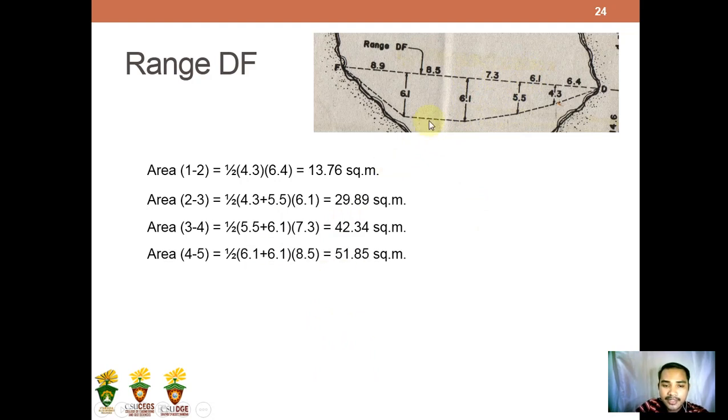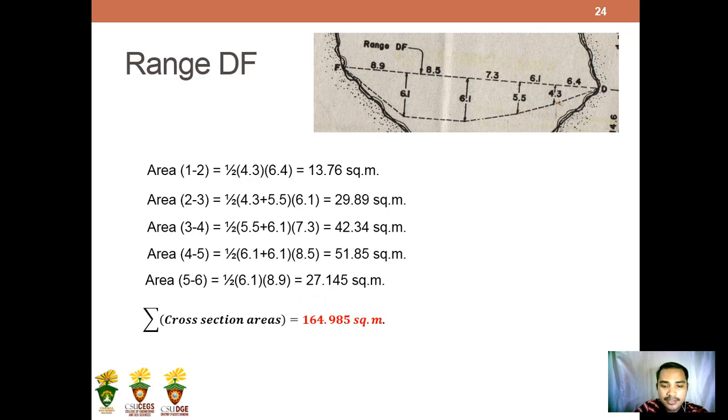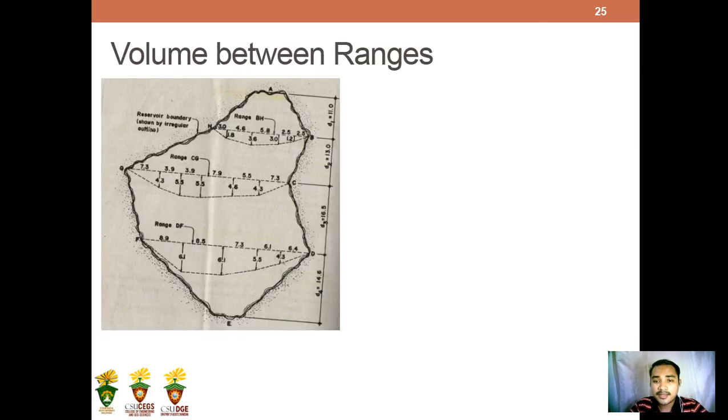So for area of the verticals between 4 and 5, we have 1/2 times the quantity of 6.1 plus 6.1 times 8.5, and we have 51.85 square meters. And lastly, for verticals 5 to 6, it is 1/2 times 6.1 times 8.9, that leads to 27.145 square meters. And for the overall area of the cross-sections, we have 164.895 square meters. So next that we are going to solve is the volume between ranges.